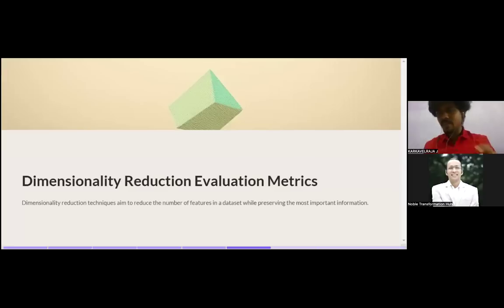Okay. So today it is a continuous session where we have started evaluation metrics for clustering as well as dimensionality reduction. Last session we completed the evaluation metrics for clustering. Today we're going to see dimensionality reduction evaluation metrics. So I hope you enjoy this session.